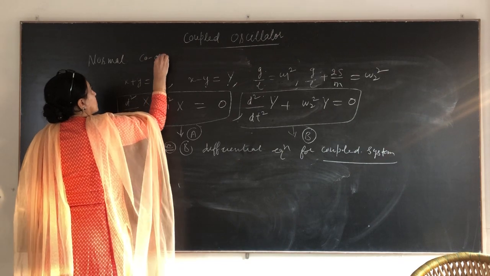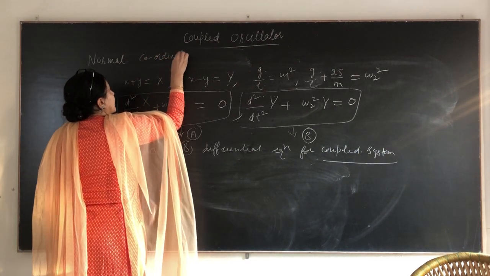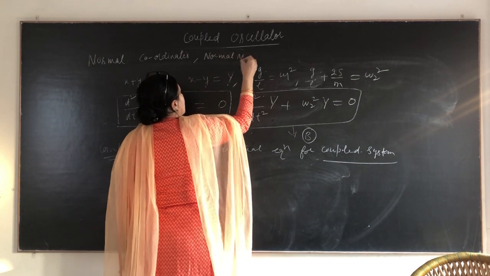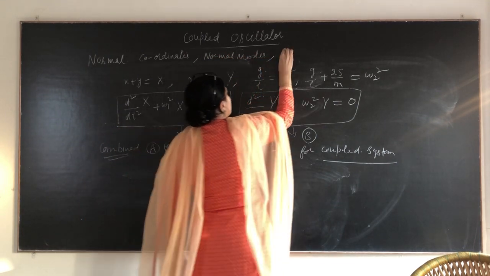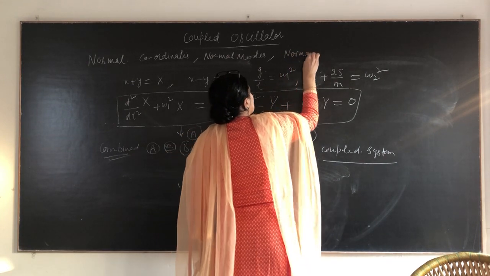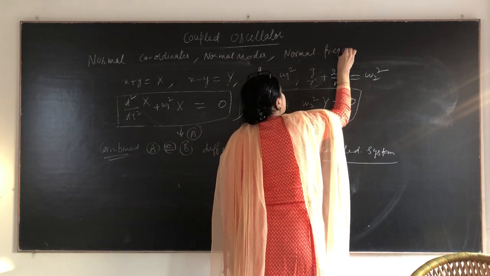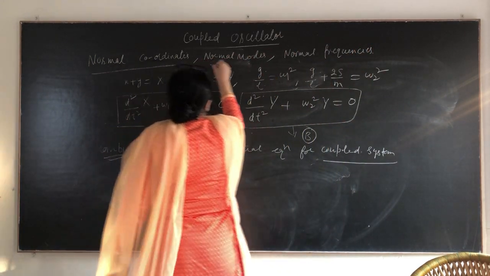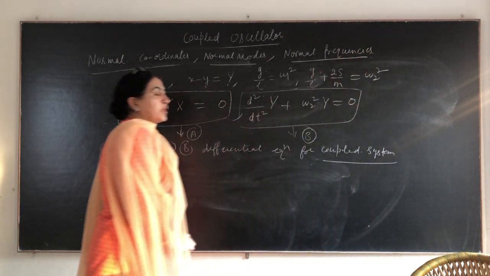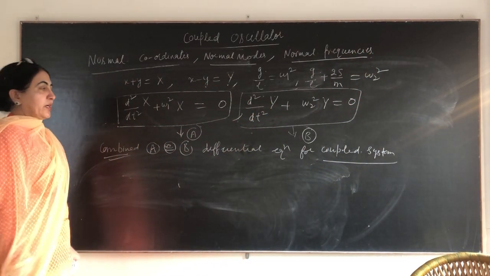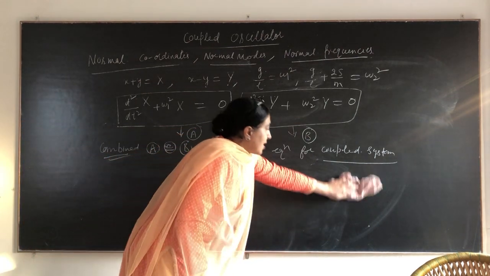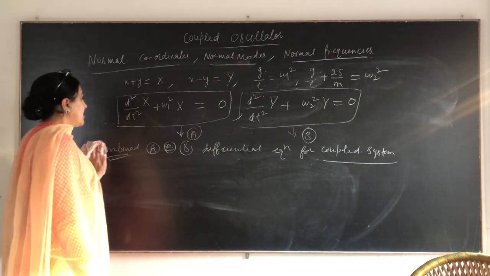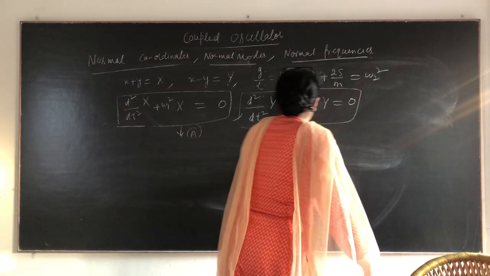First normal coordinates, then normal modes, and third is the normal frequencies. This is very, very, very important, and you have to write the whole article if the question is a long question. So what are normal coordinates? So the normal coordinates here are capital X and capital Y.